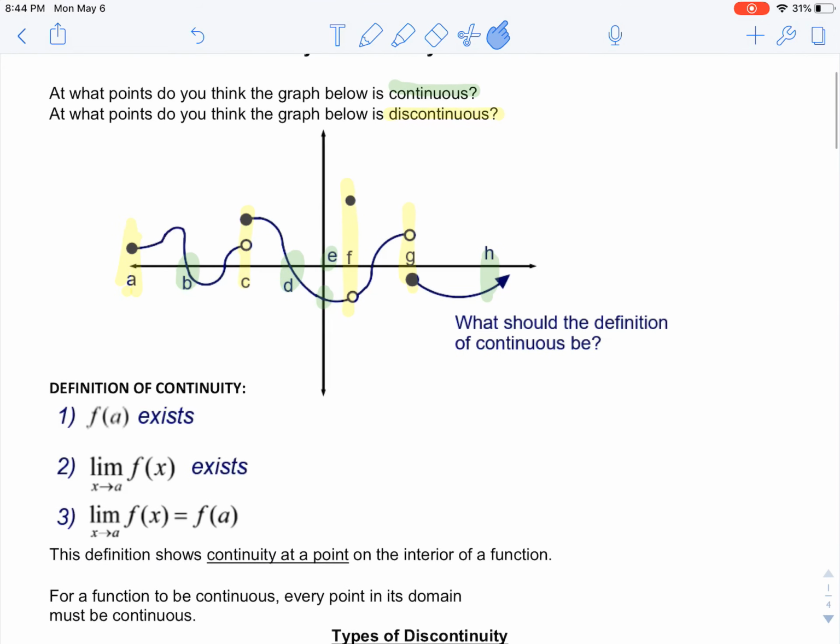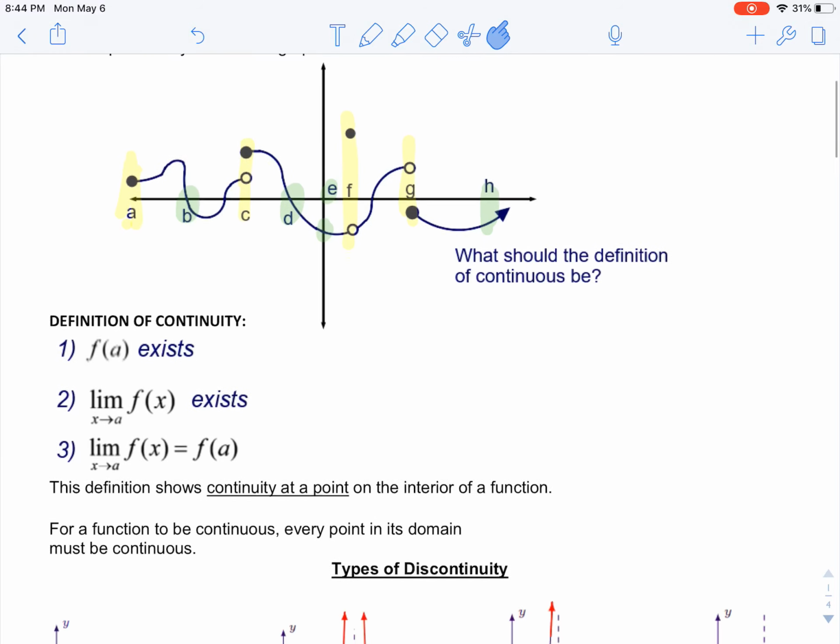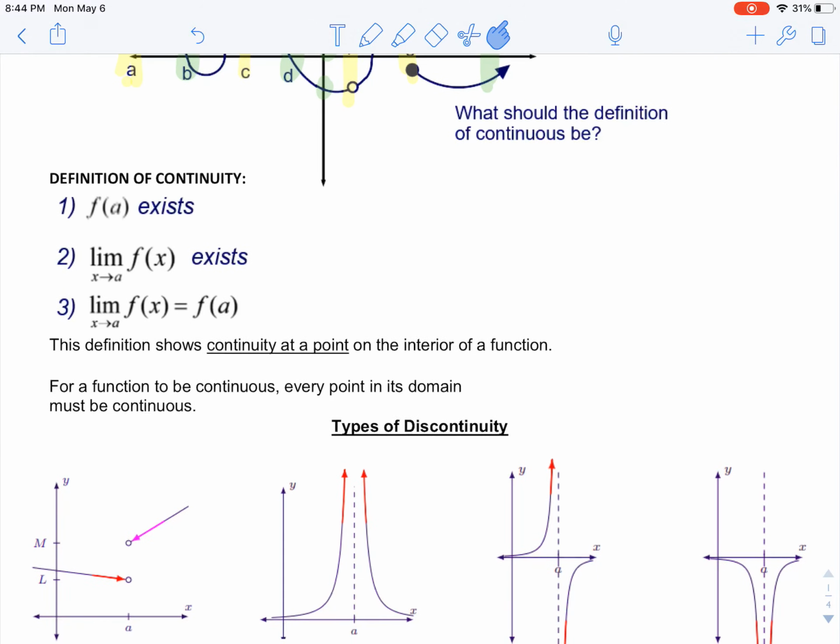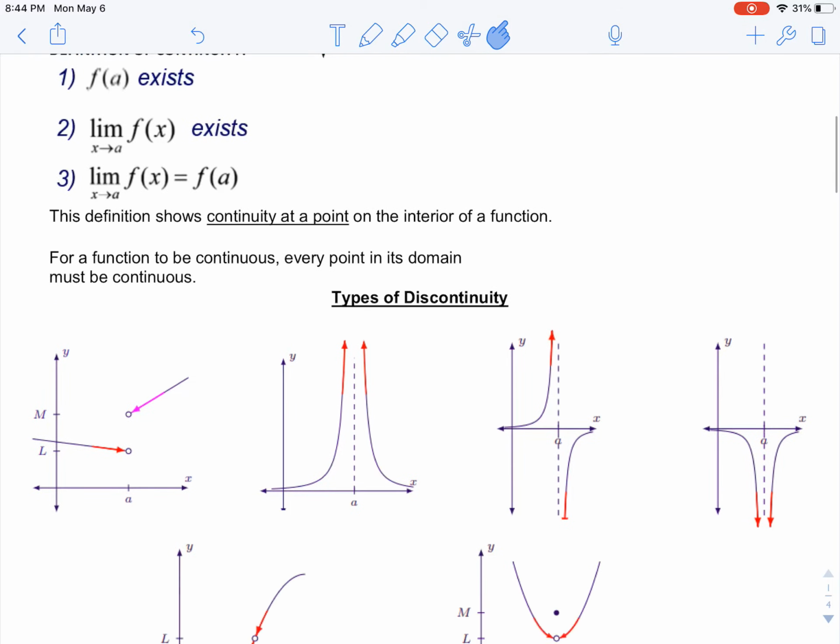Okay, so our definition of continuity, the continuity at a point, at whatever value that is: number 1, the function at that value has to exist. Number 2, the limit has to exist. And number 3, the limit must also equal the function value. And this shows continuity at a certain point on the interior of the function. For the whole function to be continuous, it's got to be continuous at every point in its domain.